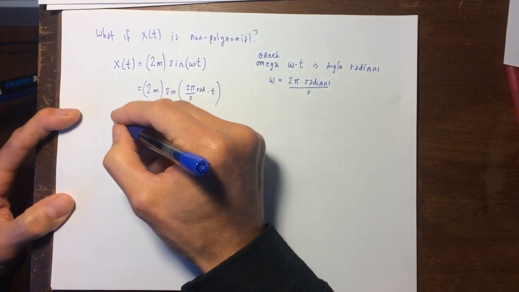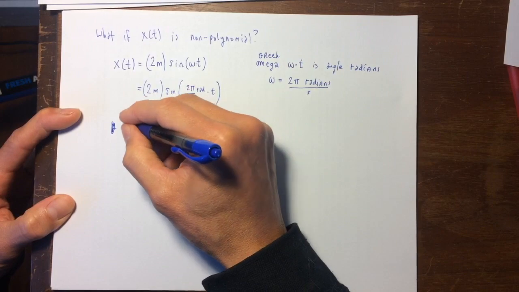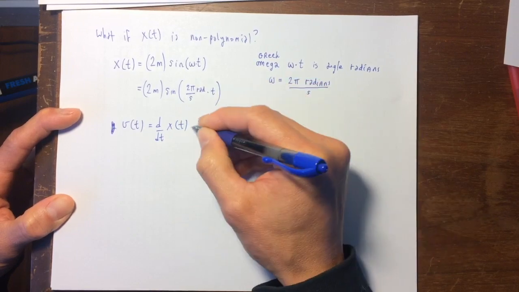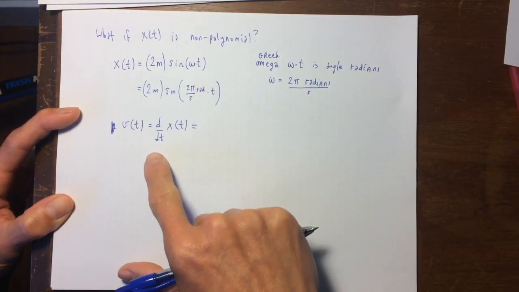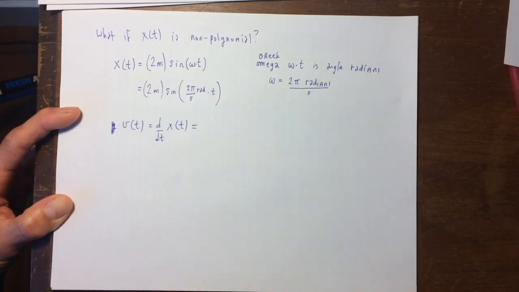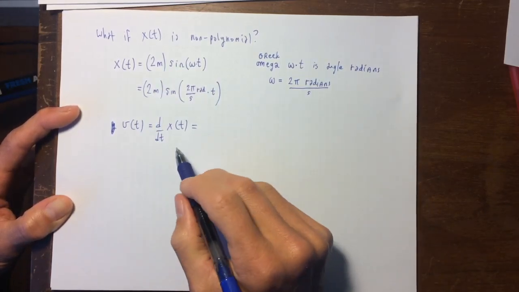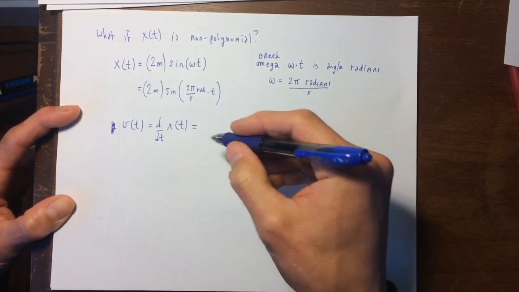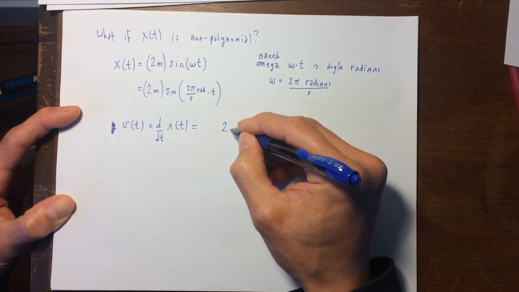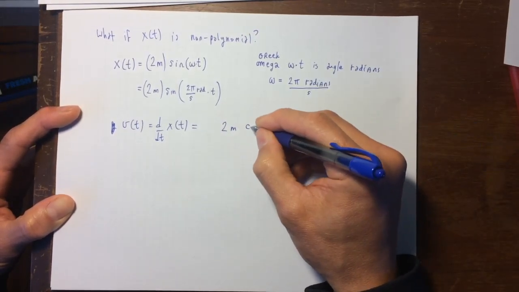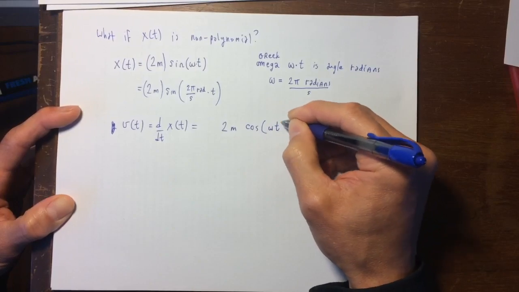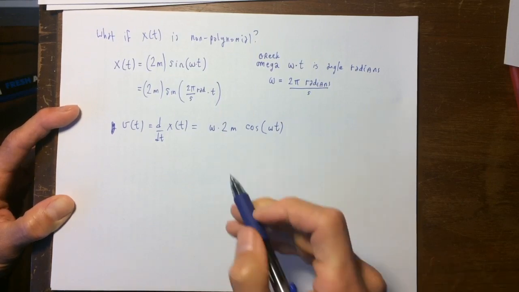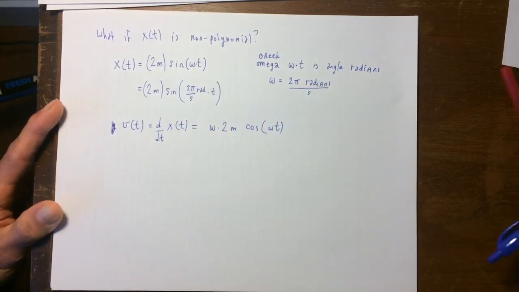So very quickly, v of t is d by dt of x of t, and you'll have to go back and maybe review how your calculus handles sines and cosines, but let me cut to the chase. So d by dt of x of t is going to be 2 meters times the cosine of omega t, where the omega comes out in front, right? So this is how the derivative is going to go.